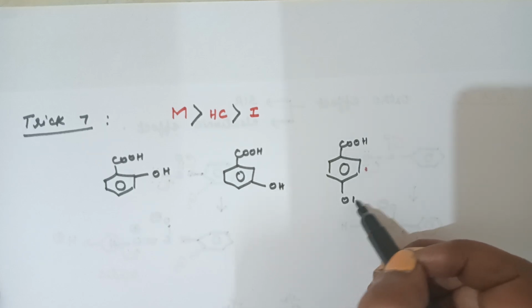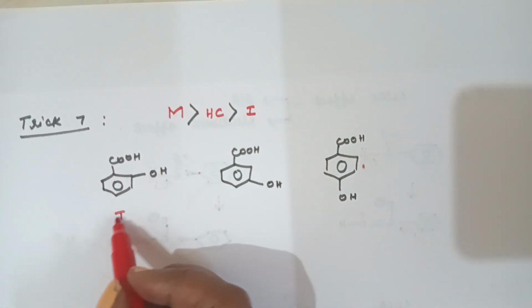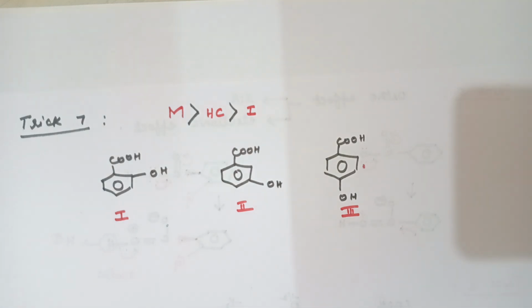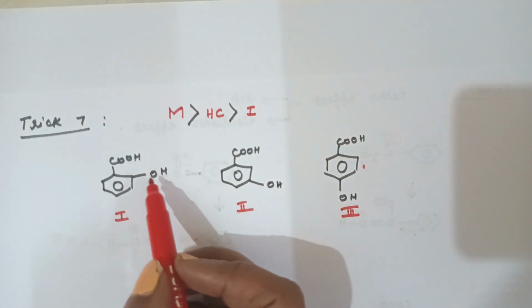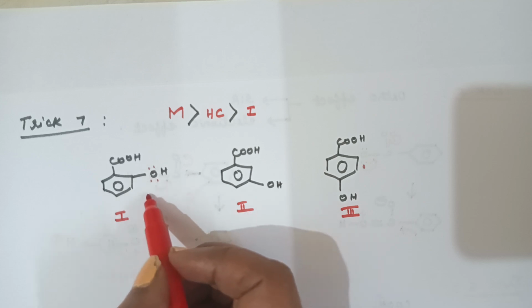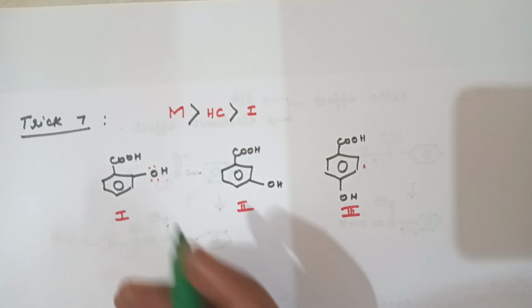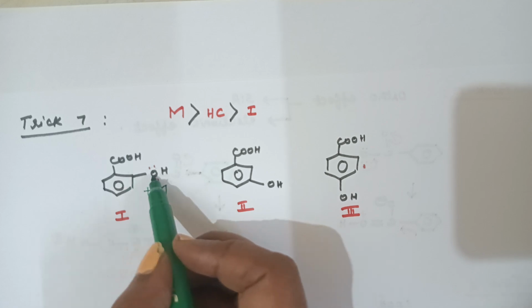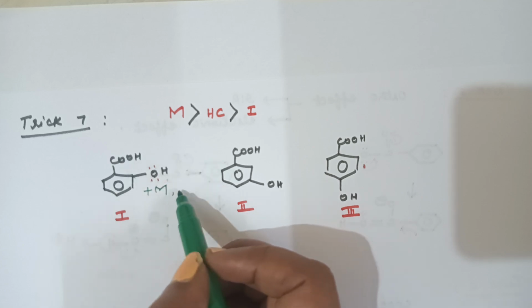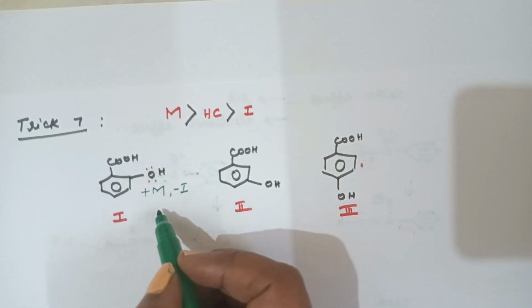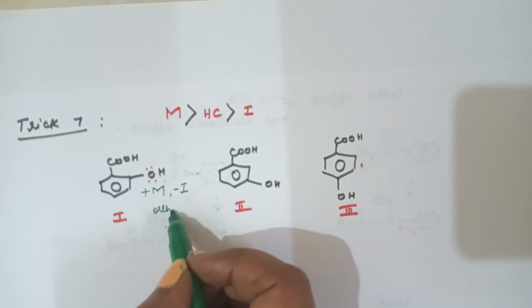So this is structure 1, structure 2, and this is structure 3. We have to find the acidic strength of these acids. So students, here what is the effect shown by the OH group? Here lone pairs of electrons are present, therefore it will show the plus M effect. And then carbon and oxygen, which is more electronegative? Oxygen is more electronegative, so it will show the minus I effect. And since the OH group is present at the ortho position, it will show the ortho effect as well.